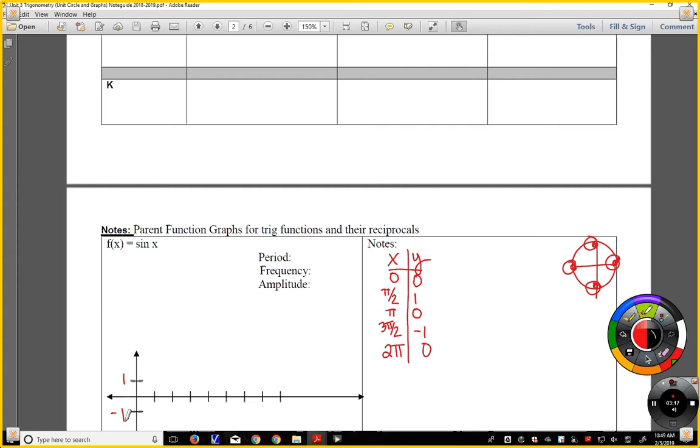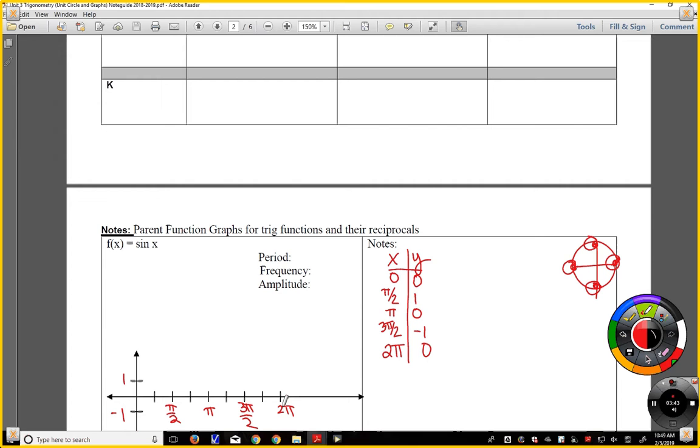Because I know what our tangent graph looks like and I want your parent functions to look pretty similar, I'm going to say that every 2 marks is a pi over 2. So this is my 0, then pi over 2. The next one would be pi, then 3 pi over 2, and then 2 pi. Okay? So if I wanted to label these ones in between, I don't need to because look at my points. I don't need anything in between.